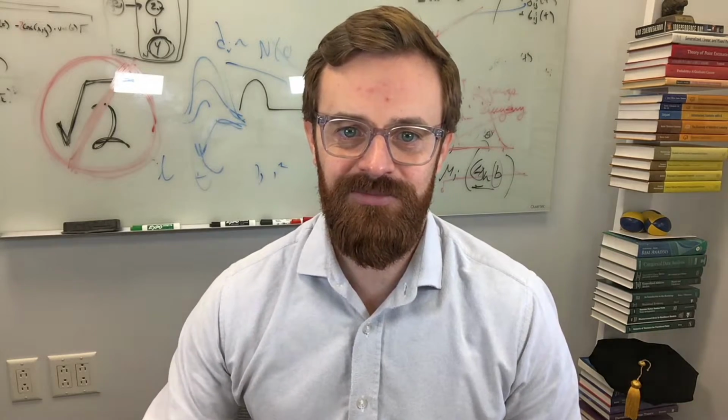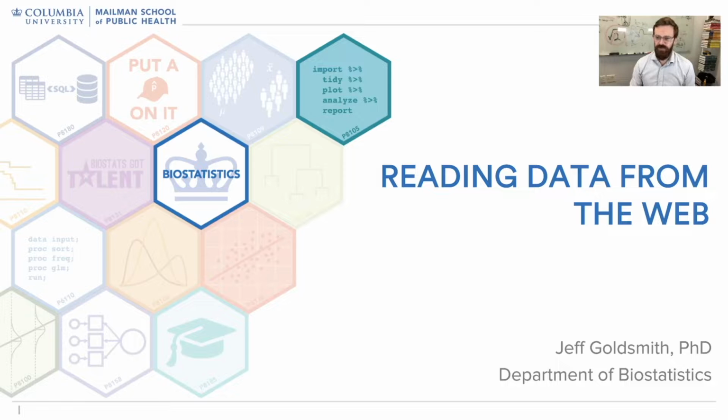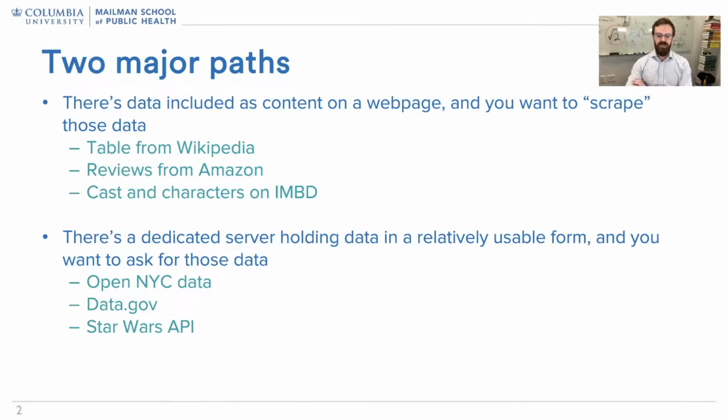Awesome, let's get started. Right, so let's talk about getting data from the web. In general, there are 2 major ways that you might get data from an online source, and we're going to talk about each of these in turn. The first of them basically is that you are looking at a web page and you see some information there that you want to scrape.